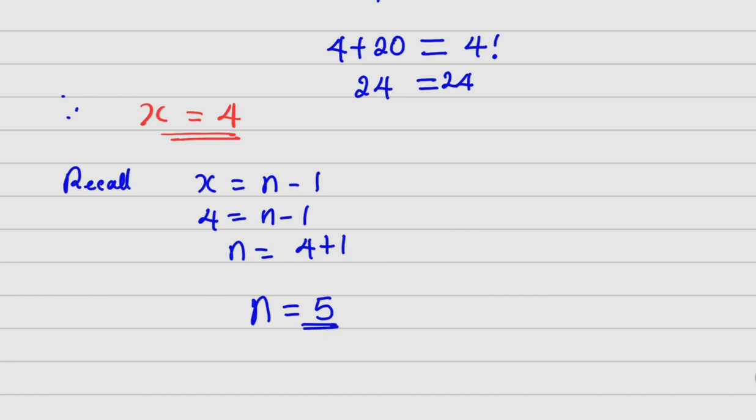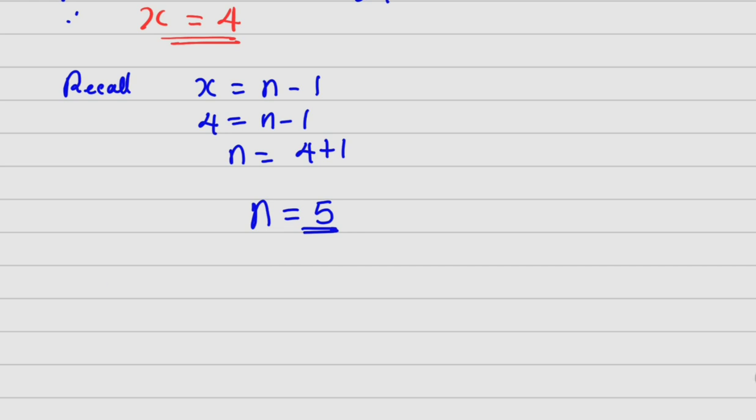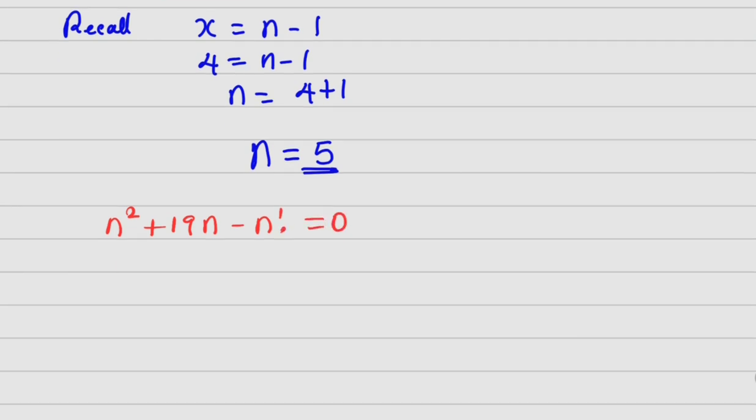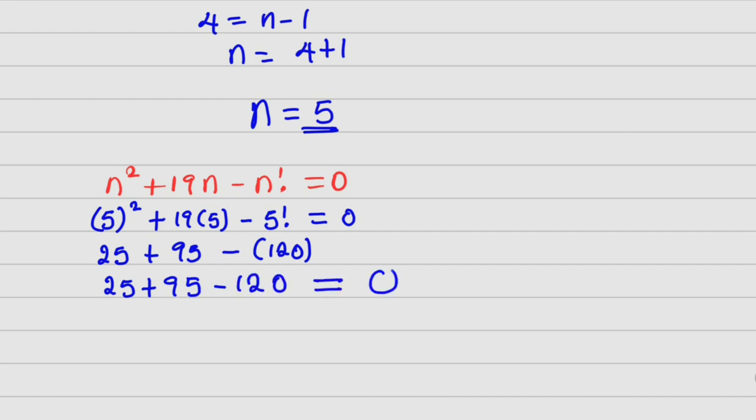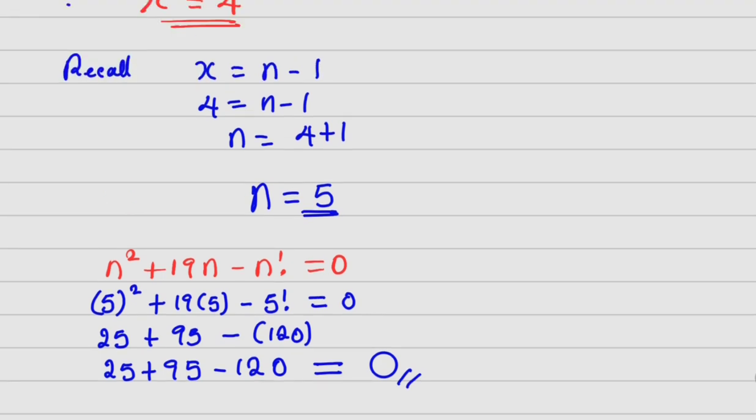And having this, you can actually test and see. The testing will be that you substitute it into n squared plus 19n minus n factorial and see whether it's equal to 0. So this is going to be 5 squared plus 19 times 5, then minus 5 factorial. Is it equal to 0? Now let's check. 5 squared is 25 plus 19 times 5, which is 95. Then I have minus 5 factorial, which is 120. So this is 25 plus 95 minus 120. And you could see that the answer is 0. So we are very correct. Our answer is n is equal to 5.